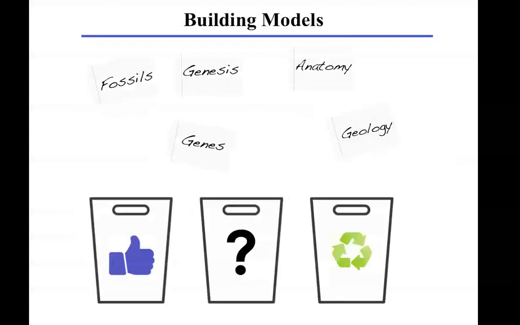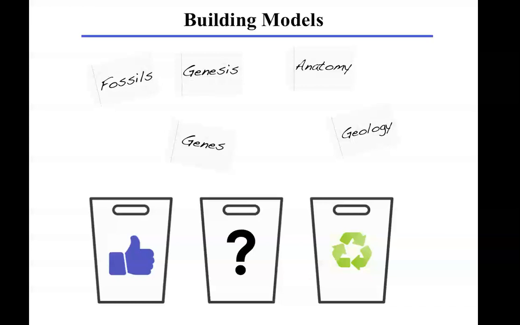As we build models, there's lots of different data points like we saw just a minute ago. So you might need to account for Genesis if it's a Christian model, and then scientifically things like fossils and genes and anatomy and so on. So these models are going to handle these data points differently. Some of them are going to accept or like these data points and incorporate them into their model. Other data points, they're not sure what to do with, so maybe they ignore it or they criticize the veracity of those data points, or maybe they put them in the trash or the recycling bin.